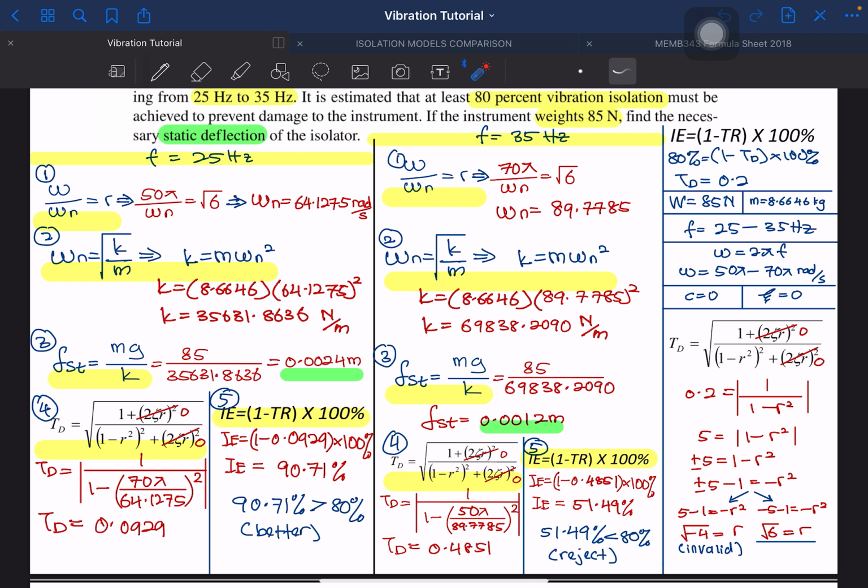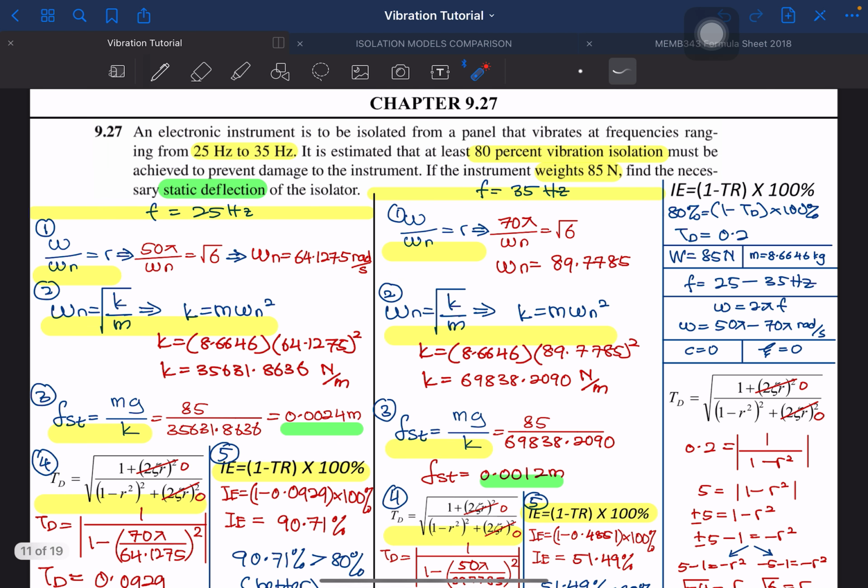The third step will be to find the static deflection. The formula for static deflection is force divided by k. Force F equals kx, where x is the deflection, so deflection equals force over k. But the only force we have here is the weight. The weight is 85 Newton, so weight equals mg, which is 85 Newton.